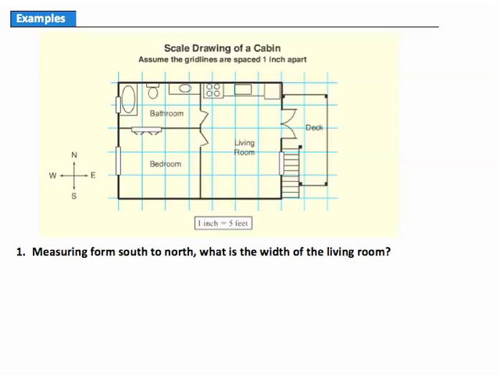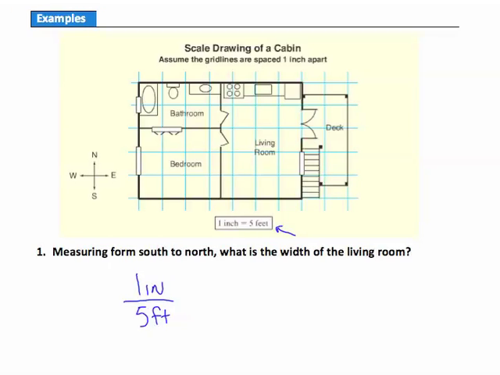Example 1. Measuring from south to north, what is the width of this living room? Before we take a look at the width of the living room, let's notice the scale on this drawing. We're going to write this scale 1 inch over 5 feet. It tells us that 1 inch in the scale drawing represents 5 feet in this actual living room. We're going to use this and write it in a proportion.